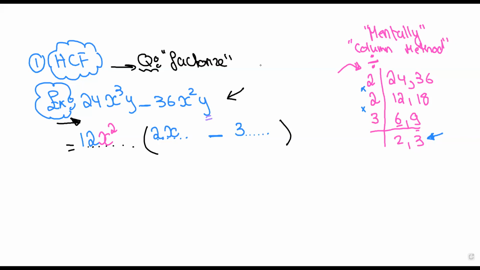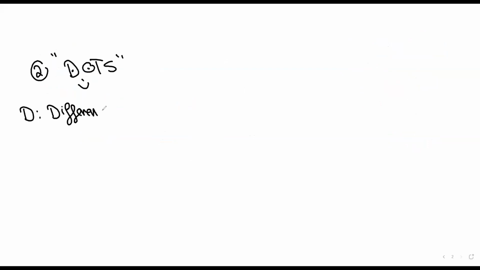Now we're going to move on to the second part of factorization, which is factorization of DOTS. And I'm going to explain what the word DOTS stands for. D means difference. And since we are all math people, we know that difference means subtraction. O means of. T means two, S means squares.